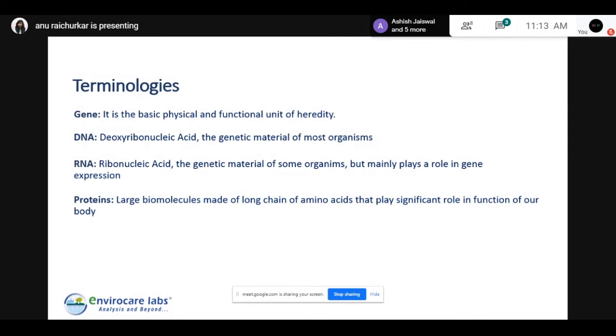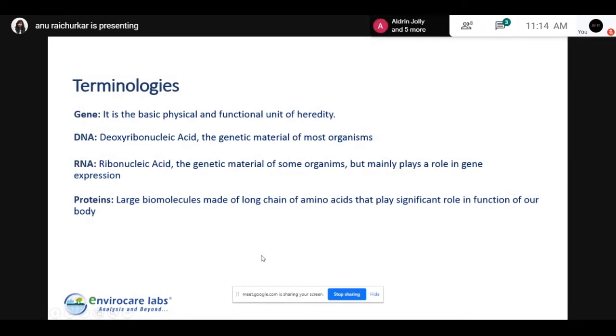But in humans, what role does RNA play? It plays a main role in gene expression. And proteins, we all know they are very important; they are called the building blocks of life. Proteins are large biomolecules made of long chains of amino acids. We have 20 amino acids, and proteins are made out of combinations of these 20 amino acids. They play a very significant role in the functioning of our body.